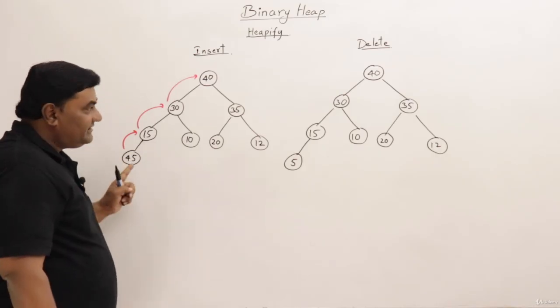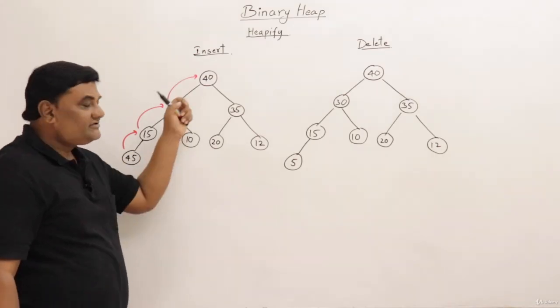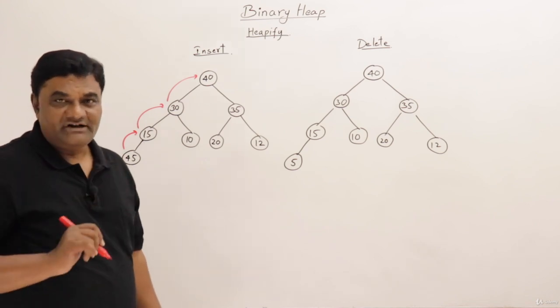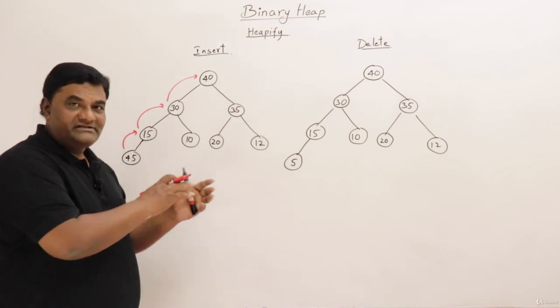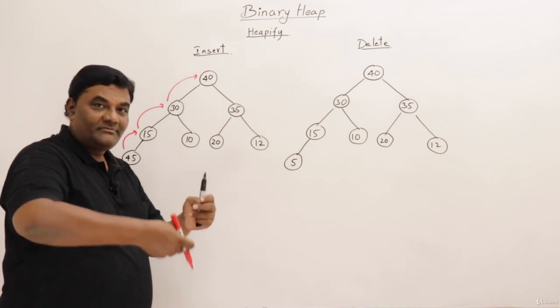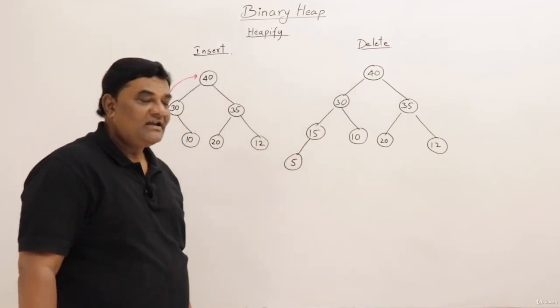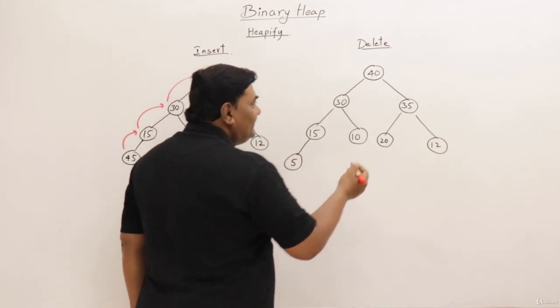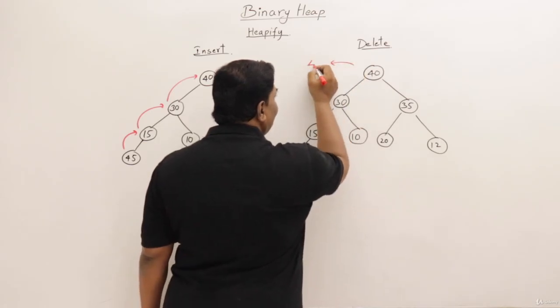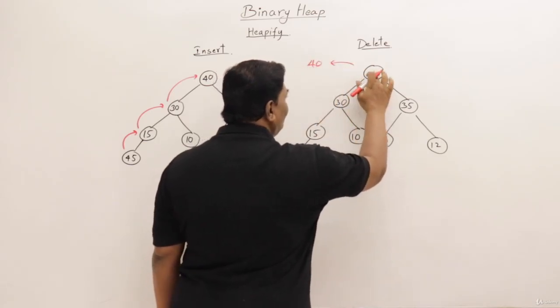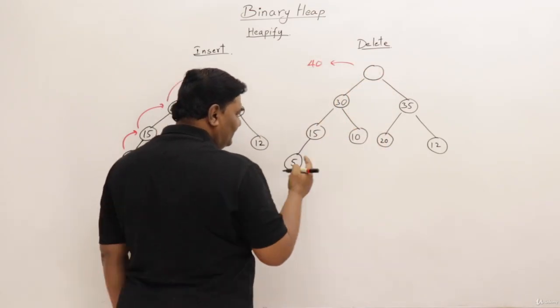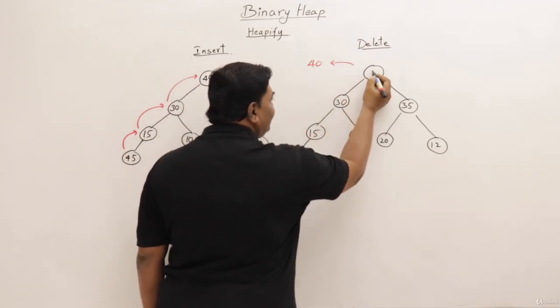By sending the element from leaf towards root. So only this is important. In insertion, elements are adjusted by sending an element from leaf towards root. Come to this, delete. I want to delete an element. We know very well that only the root element will go out, 40, and who will take the place of this element? The last element in the complete binary tree will take its place.